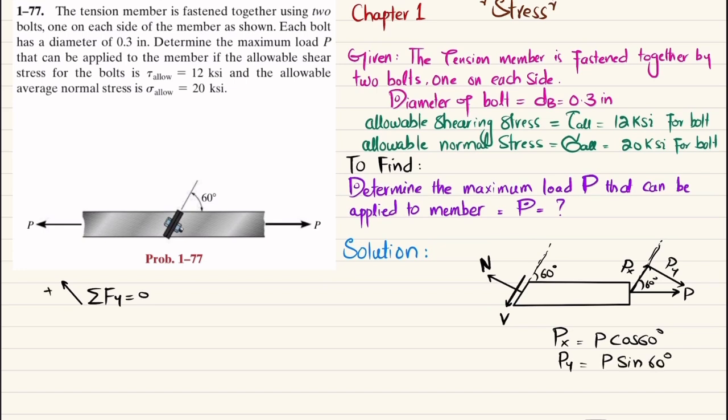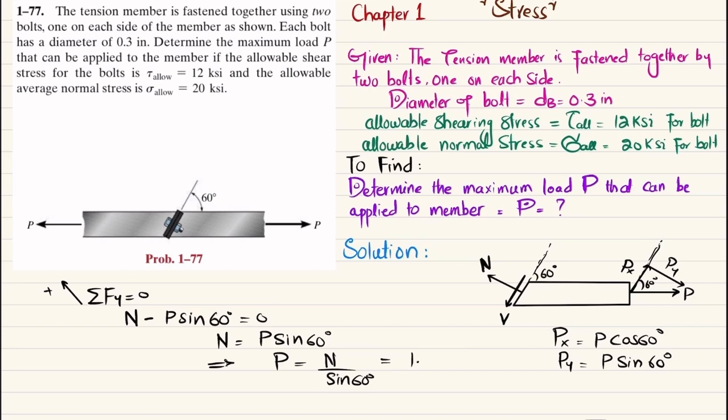And when you apply this equation, you can see the force in this direction is N and the other force in this direction is Py, which is equal to P sine of 60. Their sum must be equal to 0. So I will write N minus Py, which is P sine of 60 degree, is equal to 0. So from here, N will be equal to P sine of 60 degree, and P will be equal to N divided by sine of 60 degree.